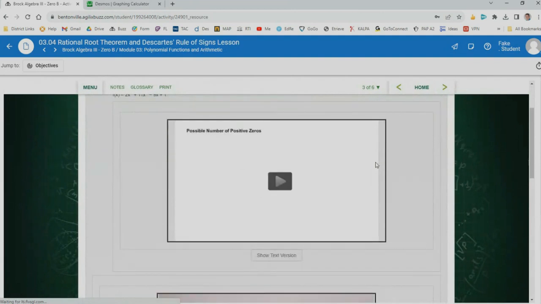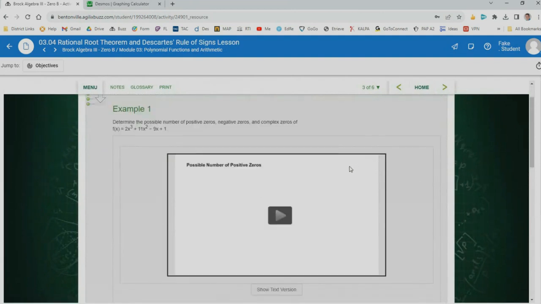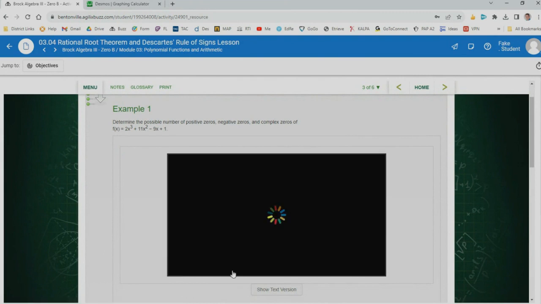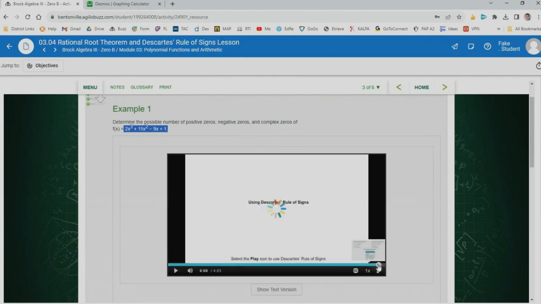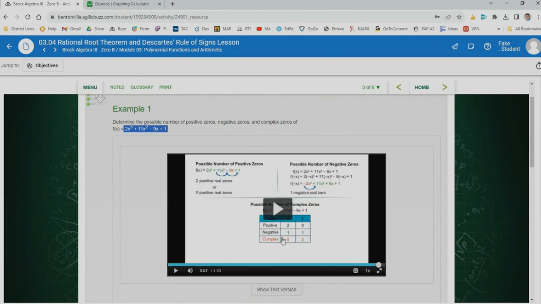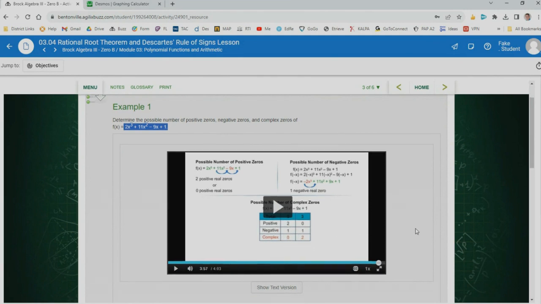All right, so here's some videos in here, which is great. So I won't necessarily go through these since you can watch the video. This video is 4 minutes, and it takes this equation right up here and finds the possible number of positive, negative, or complex zeros. When it gets to the end, there you go. Spoiler alert. No, just two different options there.